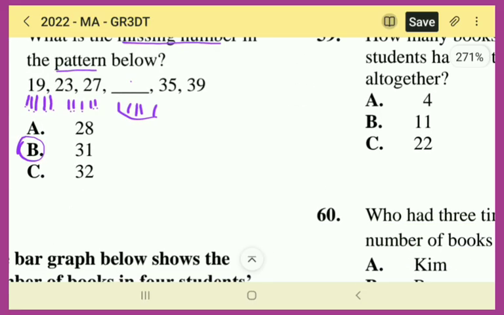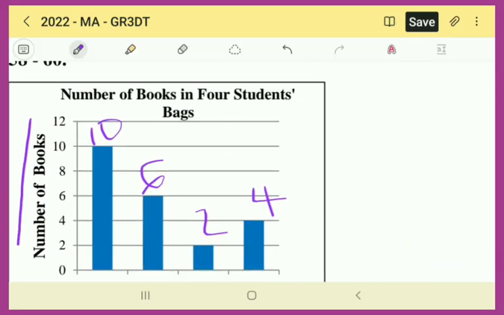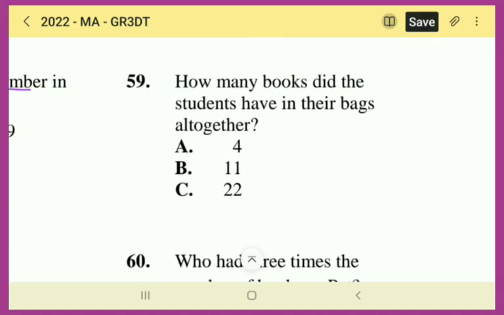Everybody know, putting the books in one place. How many books will be there? 10 plus 6. Let's do head work for this one. Let's round up to 10s. 6 and 4 is 10. So 10 plus this 10 is 20 plus 2, 22. Let's see if there's a 22 at 59.